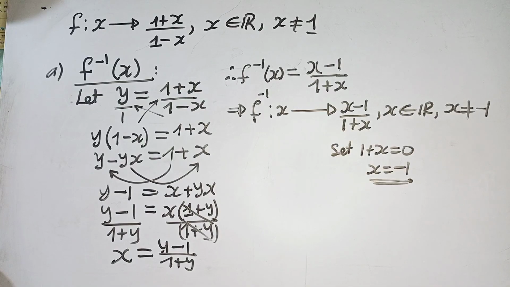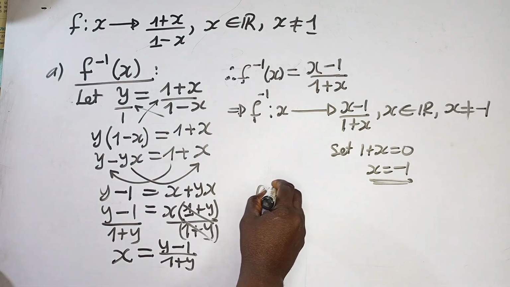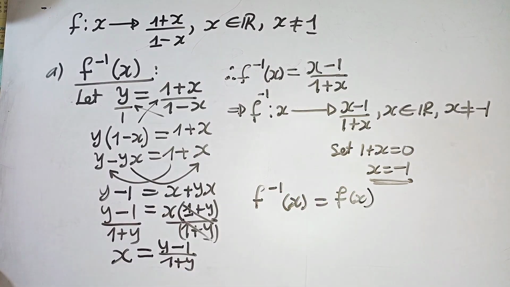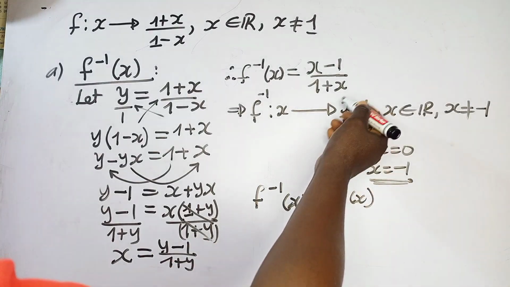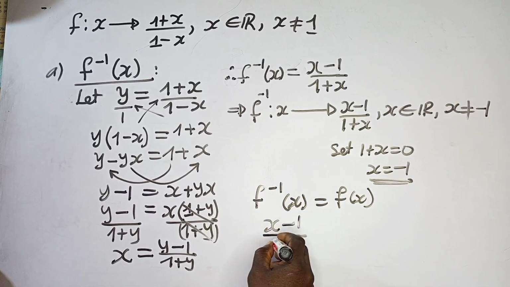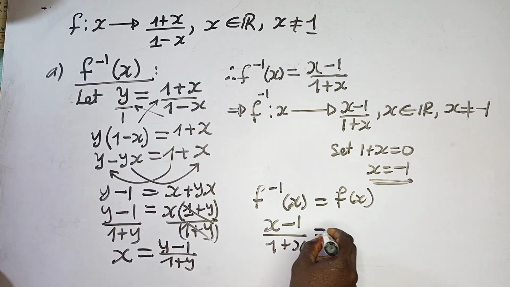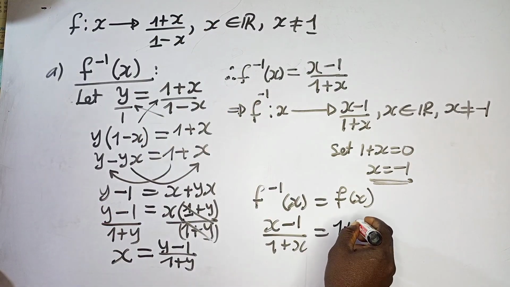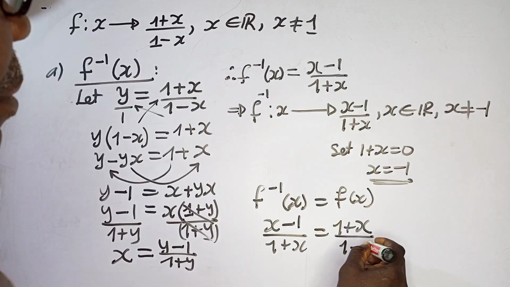Now let's look at the second part. The second part says show that there is no value of x for which the inverse function equals the function itself. So we want to solve this equation, f inverse equals f of x. What is that equation? Our f inverse, this is the expression for f inverse. So we're saying x minus 1 all over 1 plus x is equal to our f of x. That's the expression for f of x, which is 1 plus x all over 1 minus x.